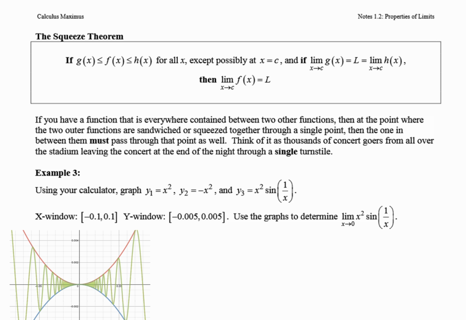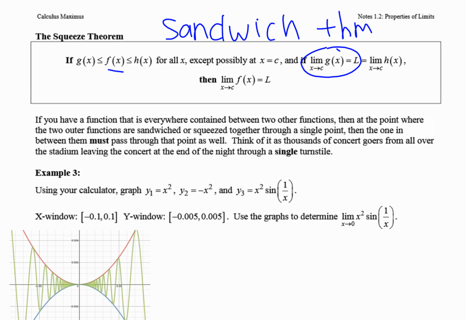Today we're going to talk about the squeeze theorem. It's also known as the sandwich theorem, so you can call it whatever one you want. Both are accepted. If you have a function f of x that's in between g of x and h of x for all x values except possibly at 1, then if the limit for g equals the limit for h, the two outside functions, then the limit of the other one has to be sandwiched between them.